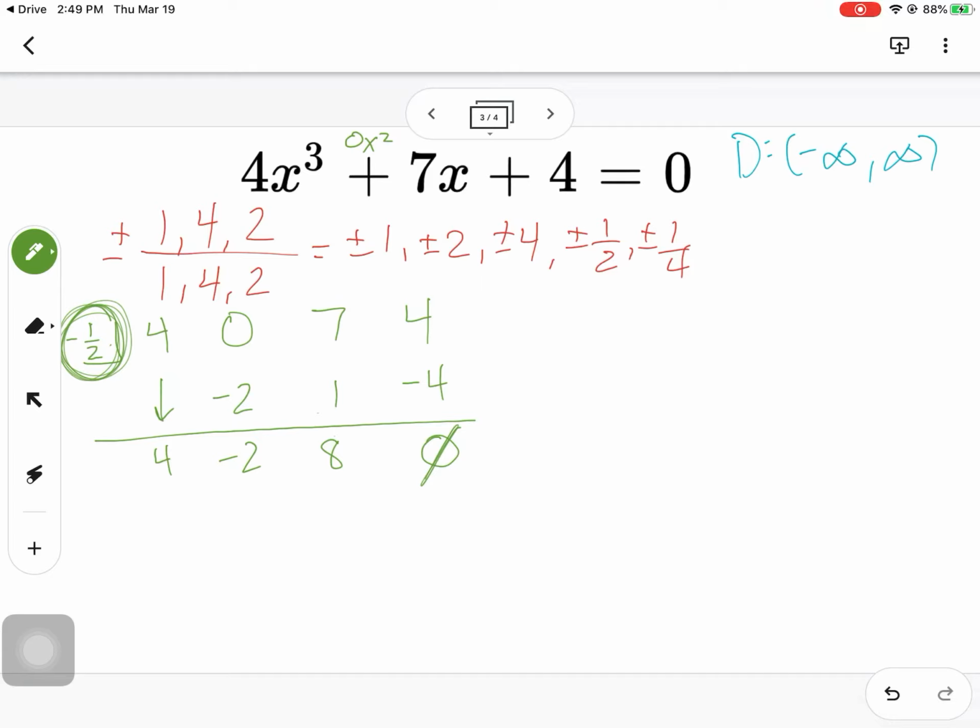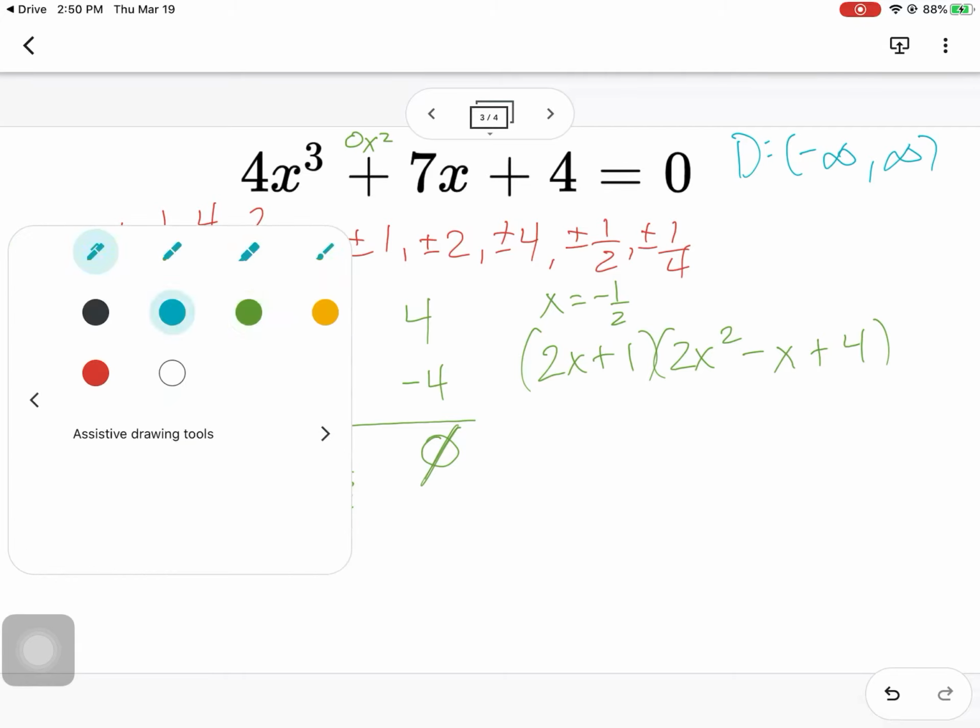The other thing we talked about when we did division with a fraction is we have to divide all these numbers by 2, because that's what the denominator was. So when I go to write this in my binomial, the binomial will be 2x plus 1, because we basically unsolved x equals negative 1/2 to get that. The trinomial would be what I get from doing this division, so 2x squared minus x plus 4. So I already know one of my solutions, it's negative 1/2. I need to find the rest of them.